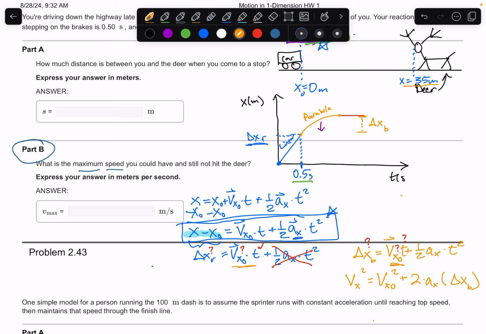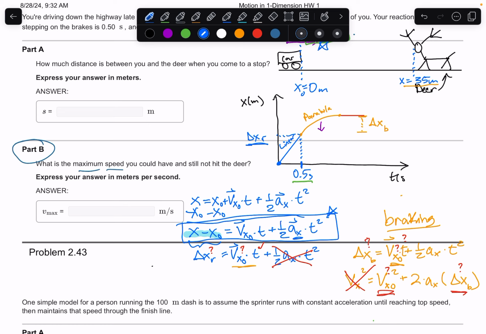And for the braking phase, I know that my final velocity is 0, so I can just cross that off. And now I've got an equation where we don't know our initial velocity, and I don't know that delta x braking, but it's this Vx initial and this delta x braking that we're going to use. Two equations, two unknowns. And I'm going to do the same thing for my reaction phase.